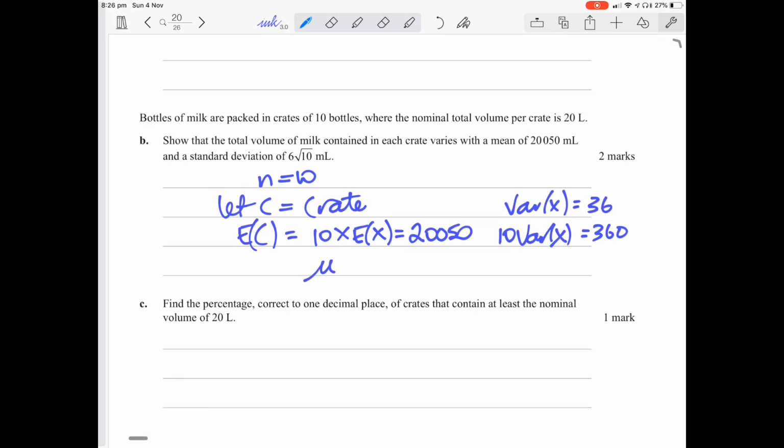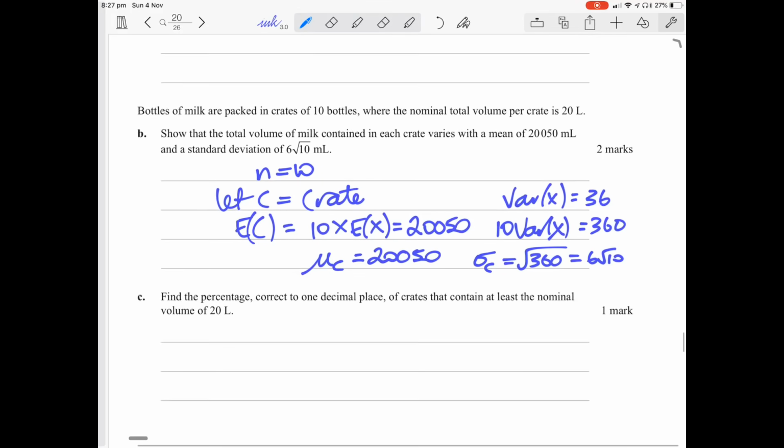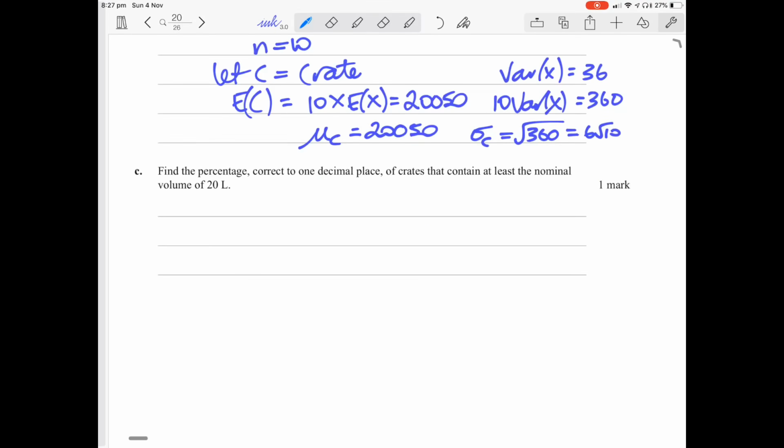So mu of C is 20050, and then the standard deviation of C is the square root of 360, which is 6 root 10. Yeah, supposed to show that. Find the percentage correct to one decimal place of crates that contain at least the nominal. Okay, so we can say C is normally distributed with a mean 20050 and 360 variance.